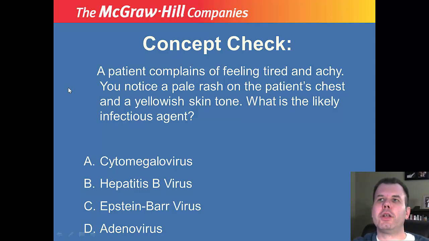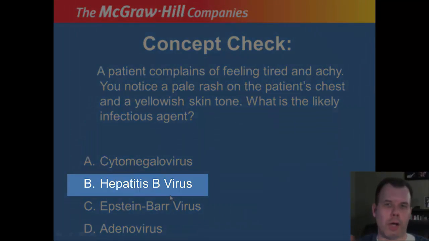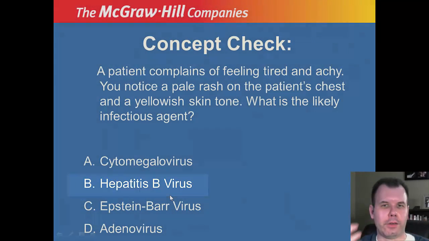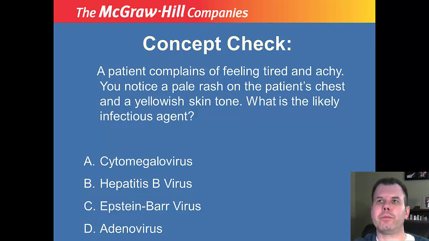So, a patient complains of feeling tired and achy. You notice a pale rash on the patient's chest and a yellowish skin tone. What is the most likely infectious agent? Is it cytomegalovirus, hepatitis B, Epstein-Barr, or adenovirus? Which one do you think that would be? Think of jaundice. That's going to be your key there. If you said hepatitis B, you are correct. The jaundice, or the yellow skin, is the key. Anytime you have liver involvement, jaundice is a clear symptom, and you know that something's going on in those situations.